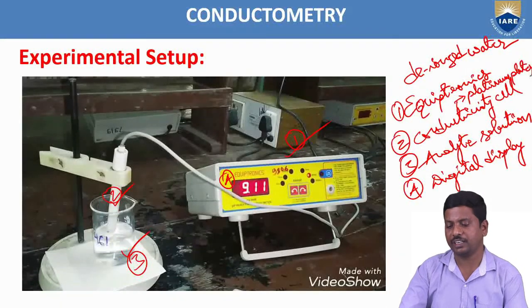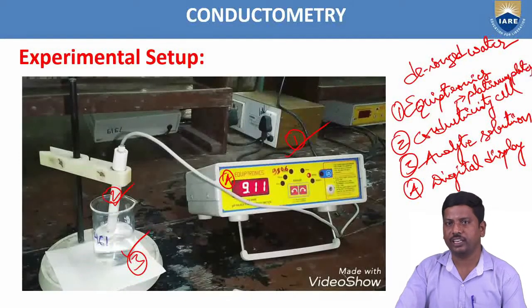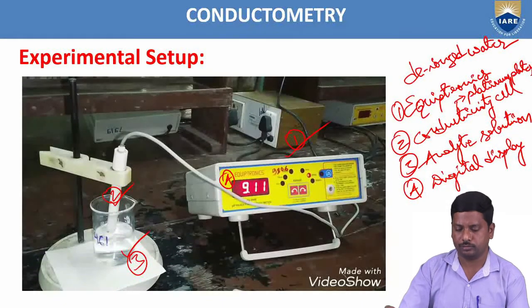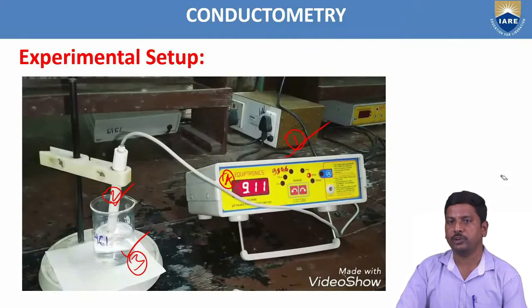Why do we choose platinum plates? Platinum is a very stable element compared to other elements. Because its standard reduction potential is very high compared to other elements, it stays stable even in the presence of any type of solution, especially acids. That's why we make the conductivity cell with platinum. So these are the components present in the conductivity meter.